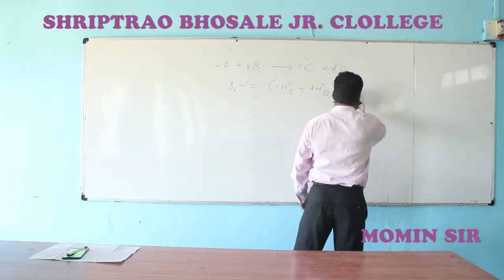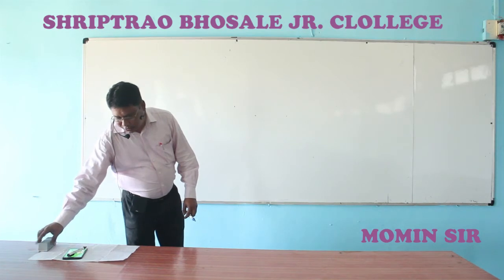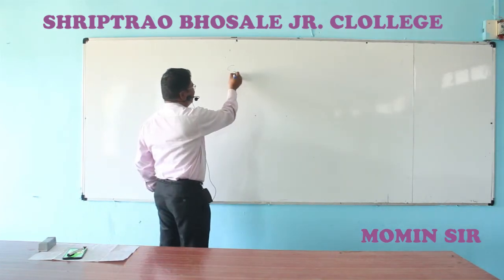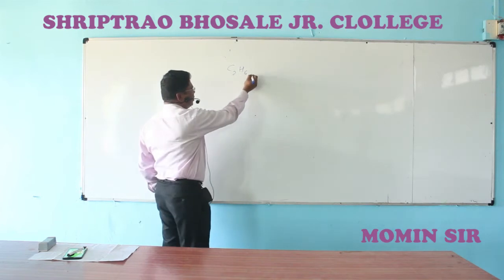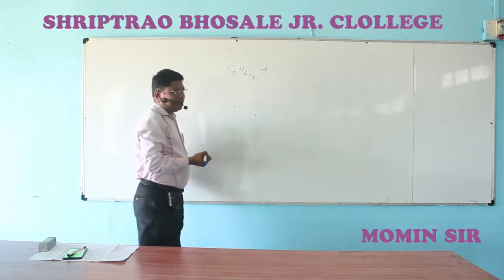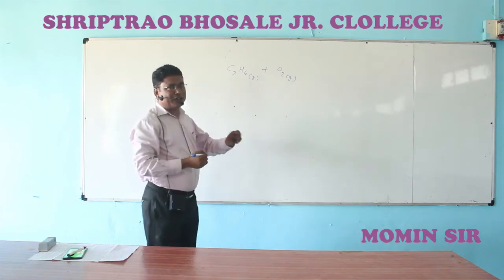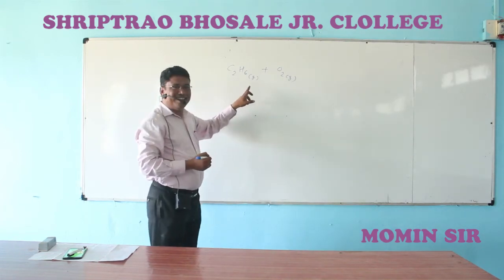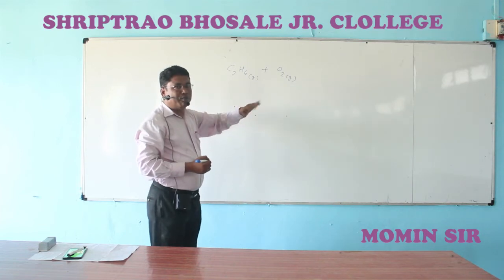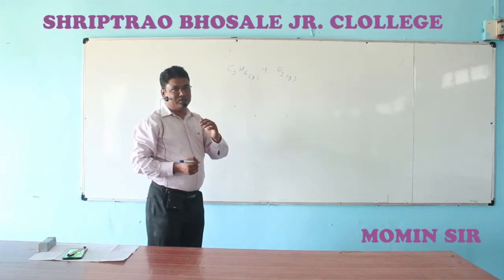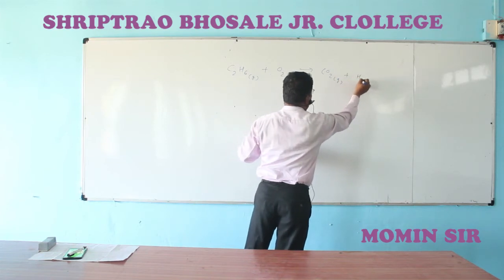We want to calculate the standard enthalpy of the reaction. The reaction is like this: C2H6, that is the molecular formula of ethane. The standard state of ethane is gas. When it reacts with oxygen gas, this reaction is called a combustion reaction. Whenever there are carbon, hydrogen and oxygen in the reactant, products are generally carbon dioxide gas and liquid water. So here CO2 gas plus H2O liquid.